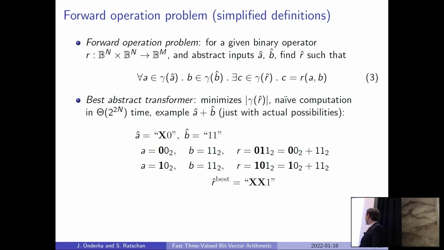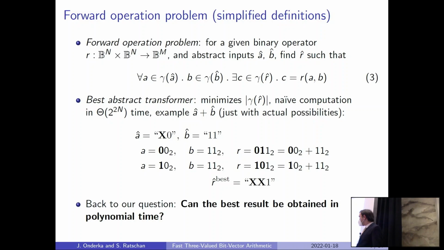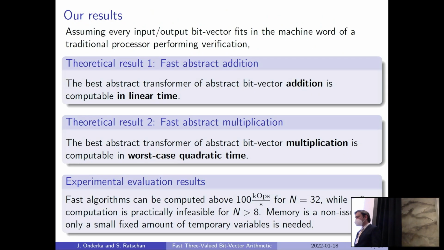And I have already said that the naive computation is in exponential time. Even if we make it a bit better by only considering the x values, it is still worst-case exponential time. And this was the example just with the actual possibilities. So back to our question, can the best result be obtained in polynomial time?